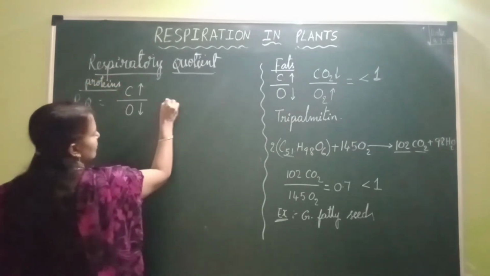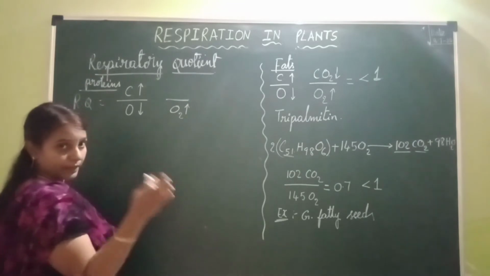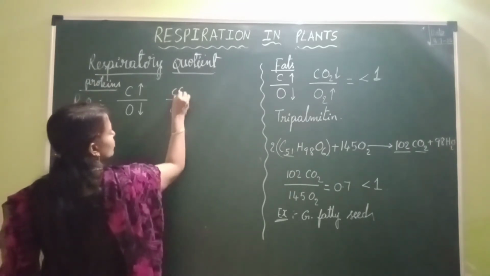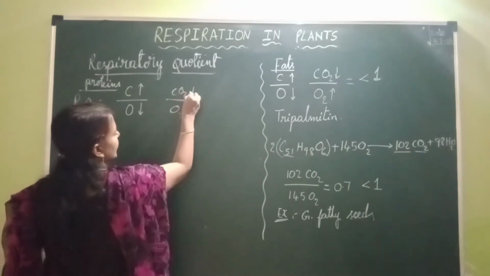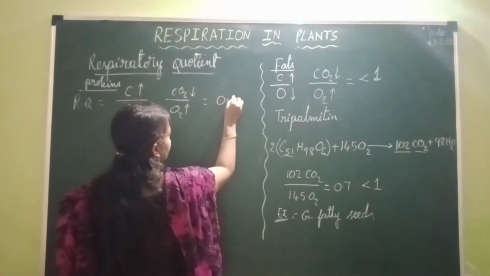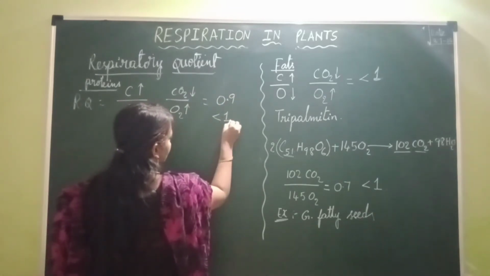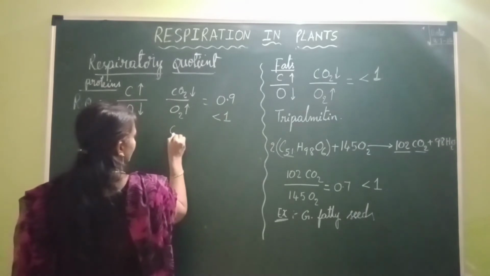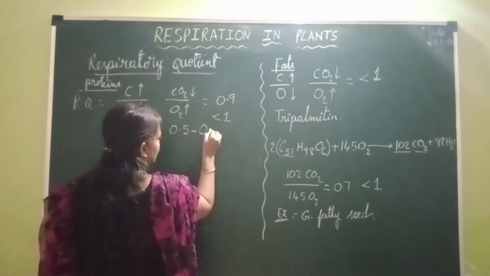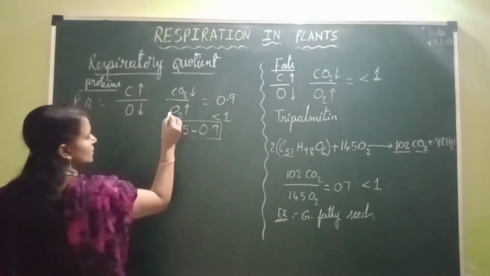And hence the amount of oxygen required for the breakdown, oxidation of these proteins is more than the amount of carbon dioxide released, and hence the respiratory quotient value will be less than 1. It will be around 0.9, which is less than 1. Generally it is 0.9, but the respiratory quotient value of different types of proteins ranges between 0.5 to 0.9. So this is about proteins.